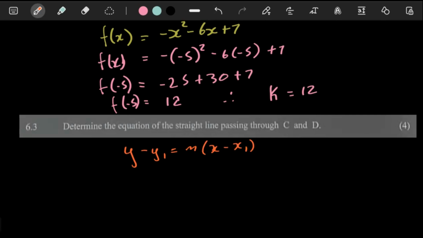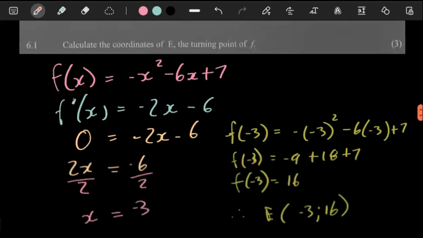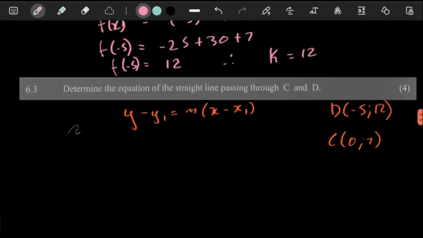With this written down, what do we need now? We need a gradient and we need a coordinate that the line passes through. In terms of getting a gradient, fortunately we have the value of D. D is -5 and 12. What is the coordinate C? Oh, it's 0 and 7, because the x value is 0, the y value is 7. Anyways, gradient here is going to be 12 minus 7 over -5 minus 0.